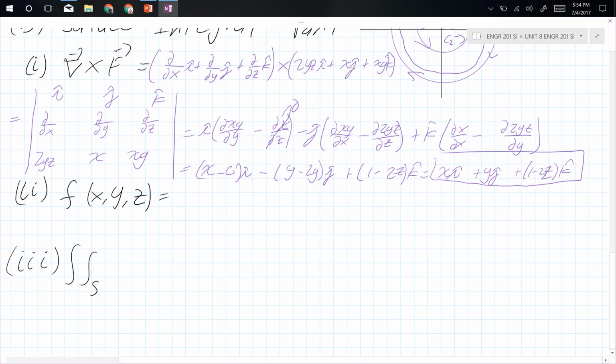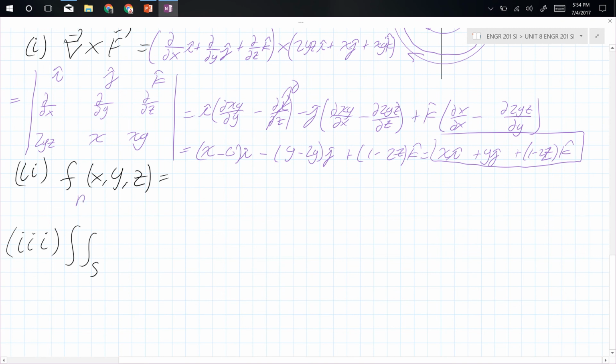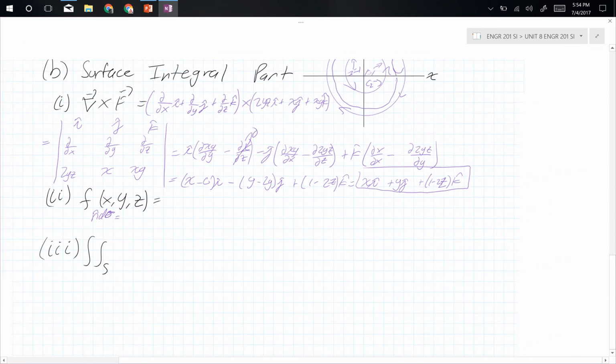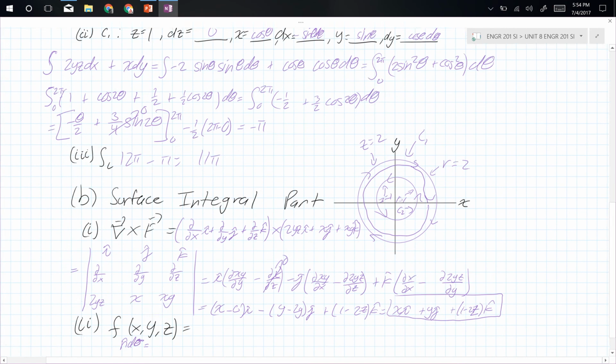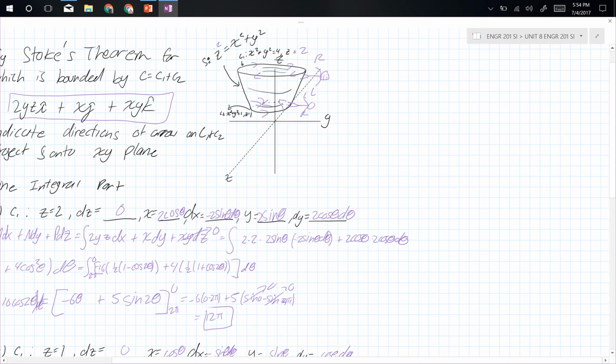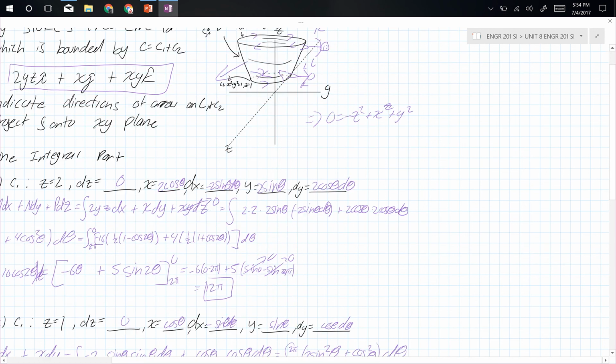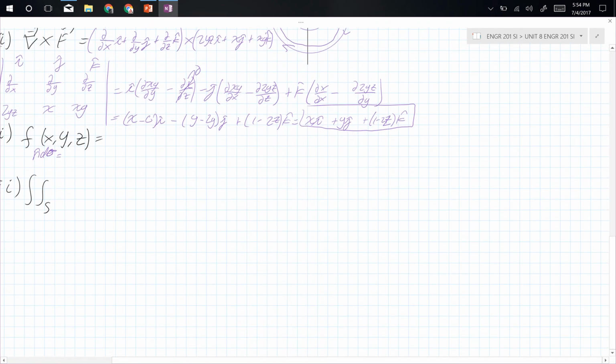And then we need to do n hat d sigma. Sorry, I forgot that part. With our f of x y z, this is going to be with respect to our surface. So if we go up to here, draw an arrow, goes out, so it's going downward. That means we're going to have a negative z. So I'm going to apply 0 equals negative z squared plus x squared plus y squared.